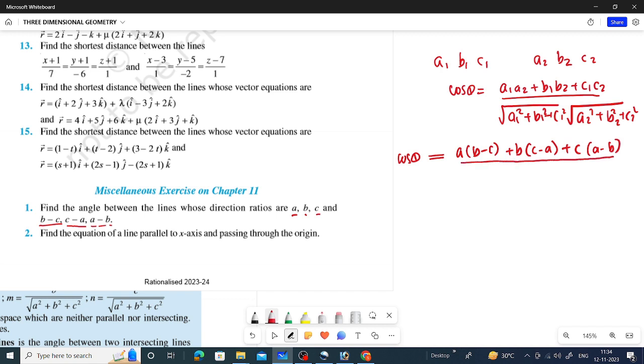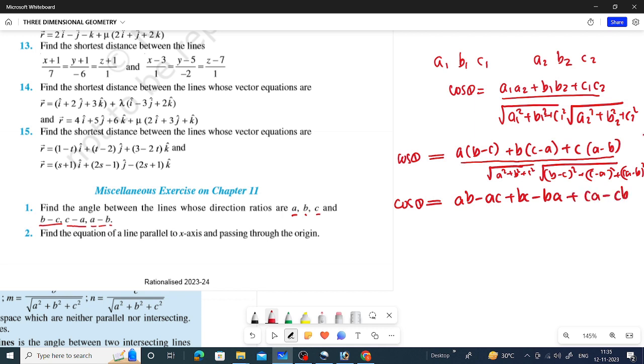All divided by square root of a square plus b square plus c square into square root of b minus c whole square plus c minus a whole square plus a minus b whole square. Now we will simplify: cos theta equal to ab minus ac plus bc minus ba plus ca minus cb, divided by these two square roots.